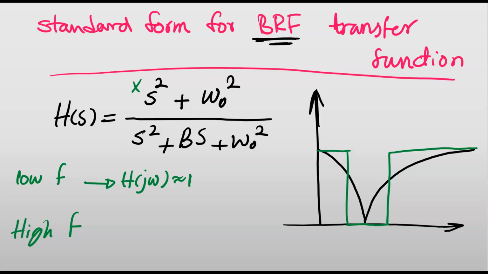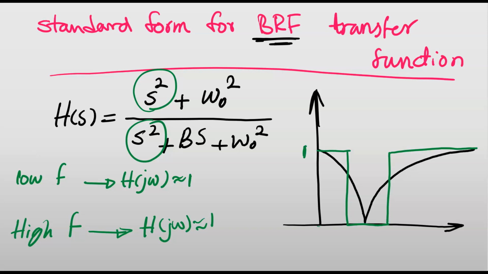Now, for high frequencies, this time I have to look at the highest degree in the numerator and denominator. So the highest degree in the numerator is s squared, and the highest degree in the denominator again is s squared. And if I divide them, I have a constant of 1. So again, H at j omega approaches 1. So you can see that for very low and very high frequency, I have a value close to 1, and then in the middle frequency it will drop to somewhere close to 0.